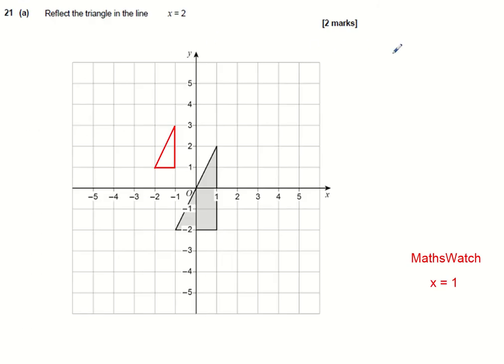Question 21. Reflect the triangle in the line x equals 2. Right, you need to know what the line x equals 2 looks like. Now, there's a couple of ways you can think about this. Once again, as before, you could think about it as coordinates. So if I have a series of coordinates, always in the form x, y, the x coordinate has to always equal 2. So if I do a few of these, I could have 2, 5. Doesn't matter about the y, I can keep changing. The x has to equal 2.